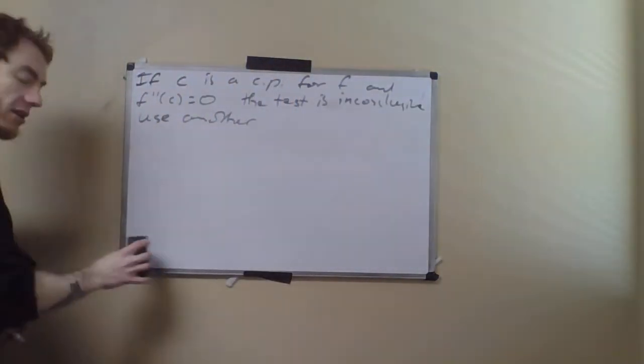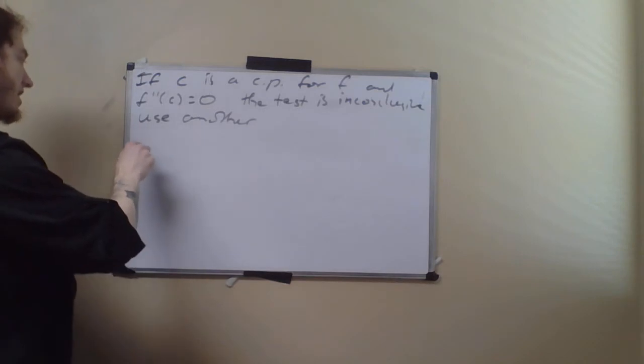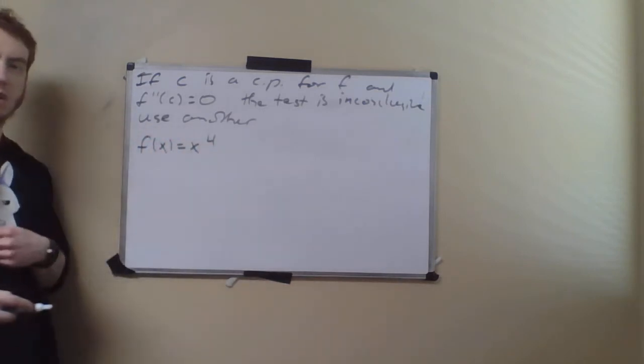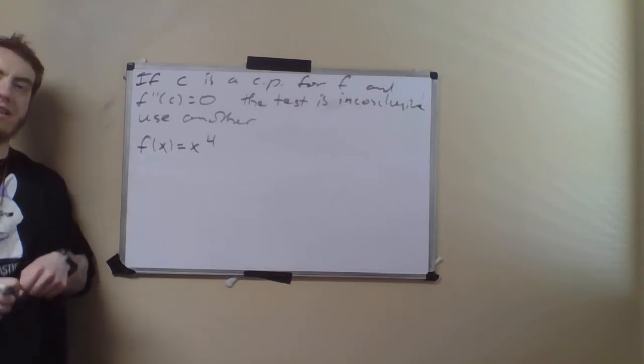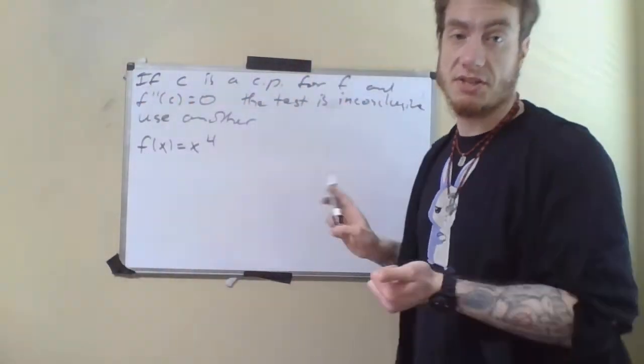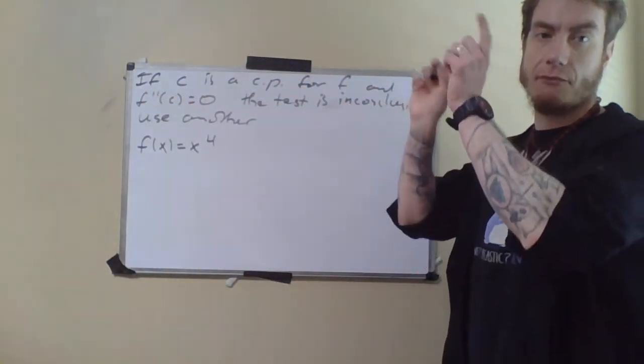So, pause the video once I write these down and think about it for a minute. What about f of x equals x to the 4th? What can we say about the critical point here? Okay, so did you figure it out? Hopefully, intuitively, you know what this thing looks like. This thing looks like a fat parabola.